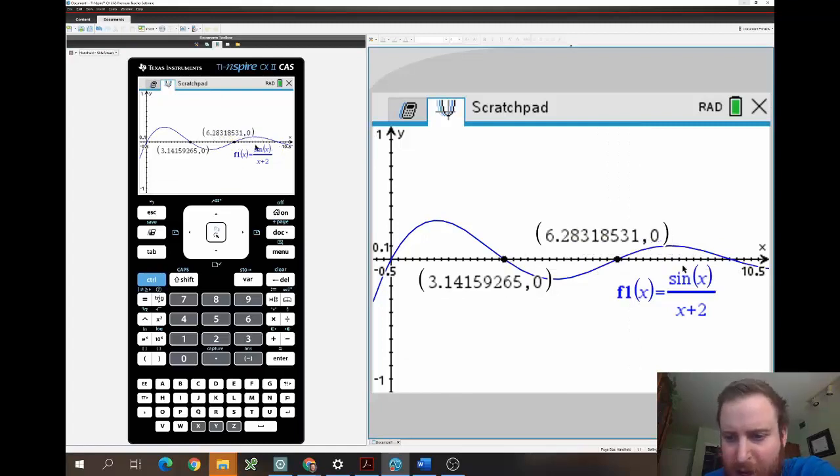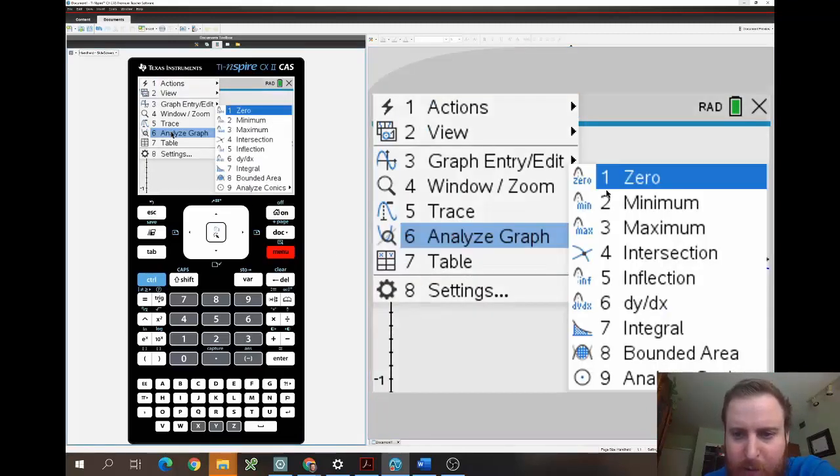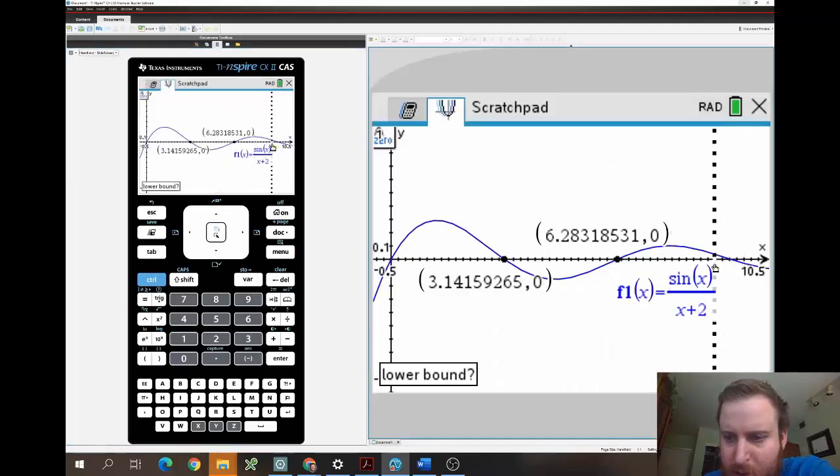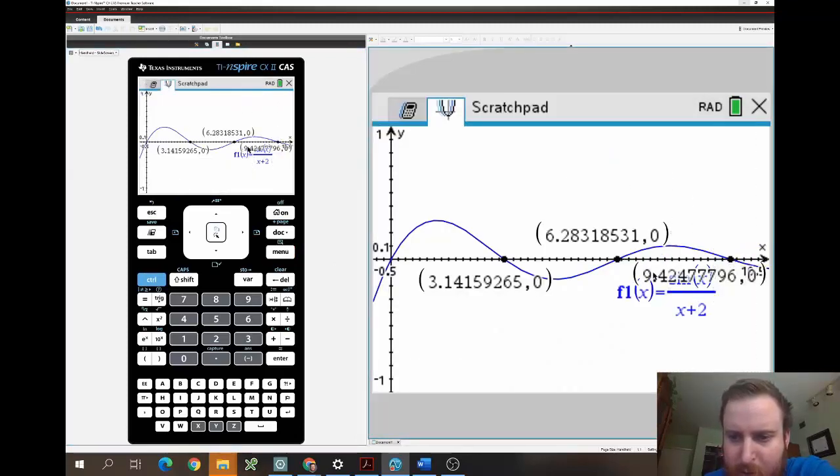That kind of makes sense because it's for sine of x, right? Sine of x is at 0, pi. The next one would be 2 pi. So Menu, Analyze Graph, 0. This third one over here, at 9.42. So to me that looks like it's 0, pi, and 2 pi, but if you're not sure, just write them as actual decimals. So 3.1416, 6.2832, and 9.4248.